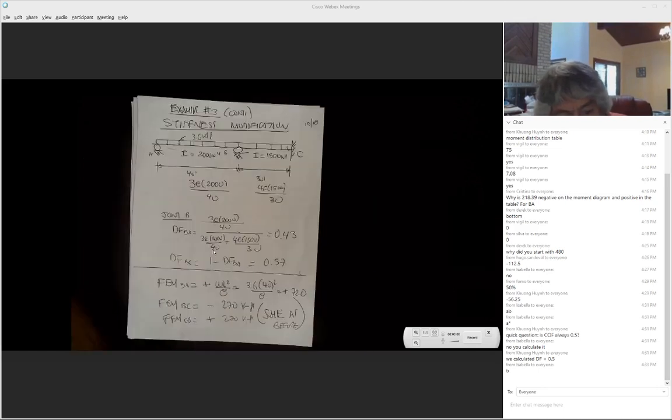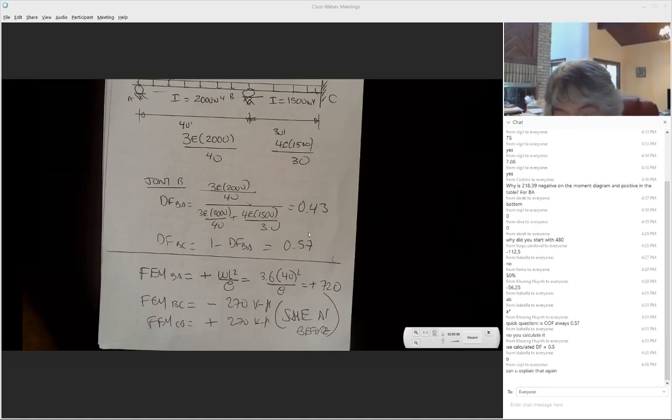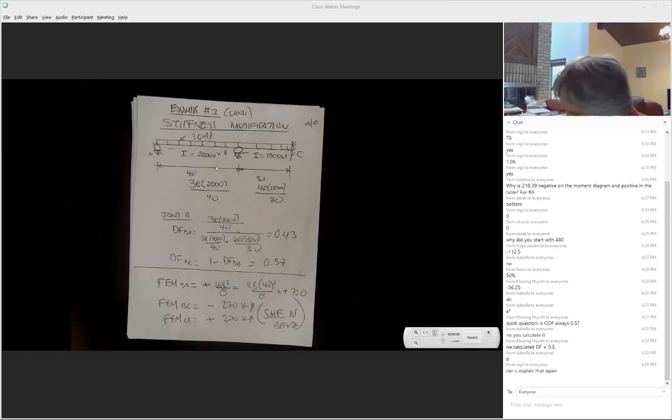But look what happened to joint B. Joint B: 3EI/L over the summation of the stiffnesses framing into the joint. Now it's 0.43 and the other one is 0.57. So look at the difference. Before, the distribution factors were 0.5 and 0.5, now it's 0.43 and 0.57. Okay, so look.